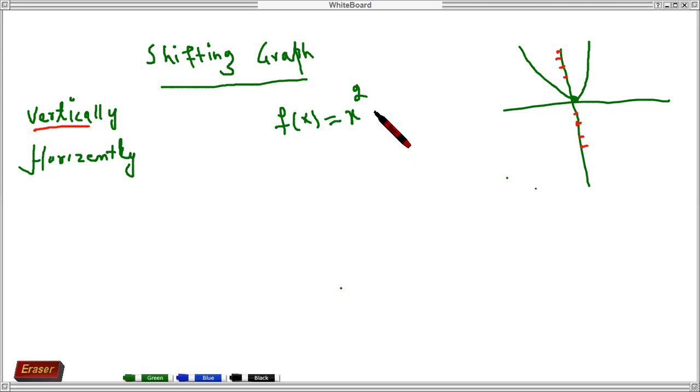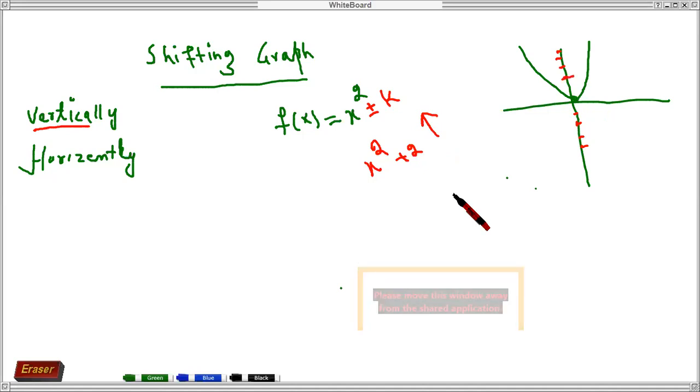So if you add one number or you subtract one number, like x square plus k. K means any number, plus number or minus number. If you add, for example, plus 2, x square plus 2, then this graph will move upward 2 units. For example, starting from 0, it will start from 2, 1 and then 2. So the graph will be like this one. It will shift 2 units upward.